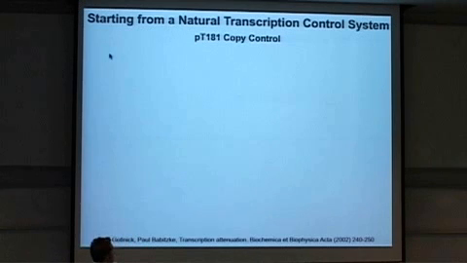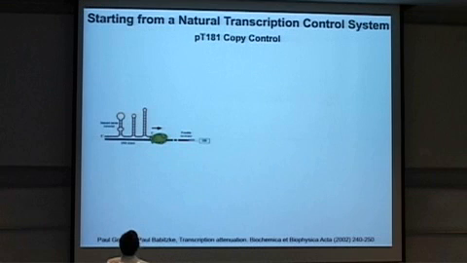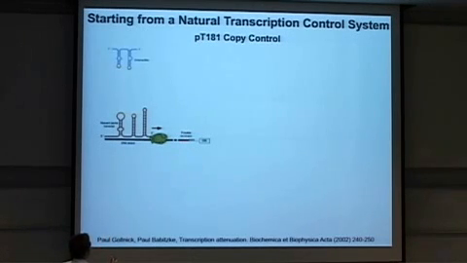Okay, so I'm starting to tell you about some of the details of this. So we're starting from a natural control system that's coming out of this plasmid named pT181 that actually controls its copy number through an antisense RNA-mediated interaction. And what happens is there's a specific gene in pT181 called RepC. When RepC is made, it binds to the origin and causes plasmid replication. And the mechanism that the plasmid uses to control its copy number involves about a 200 base pair sequence upstream of this gene.